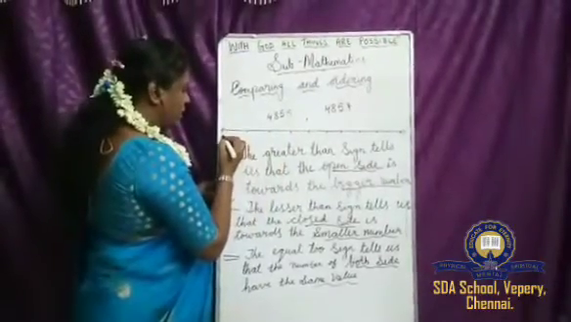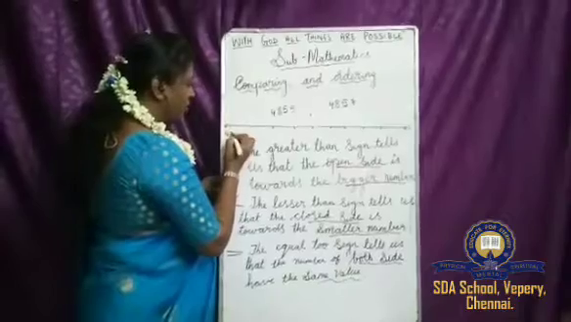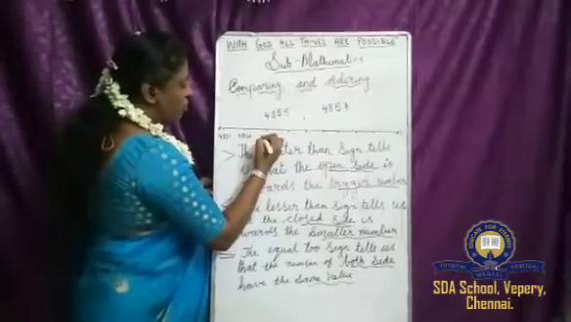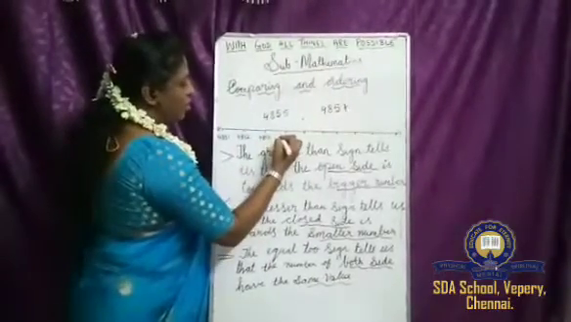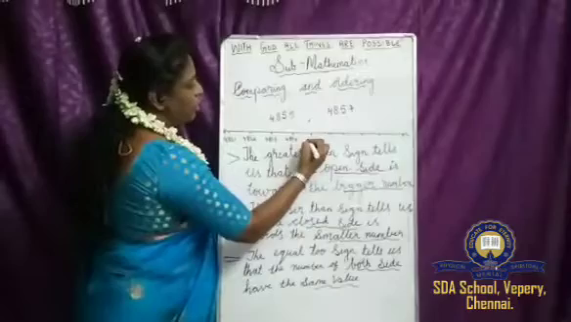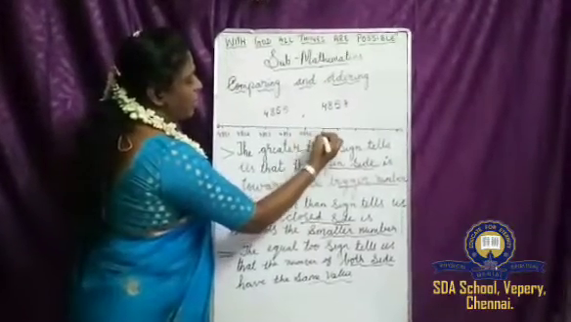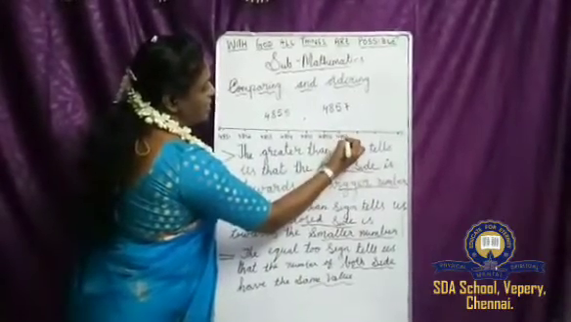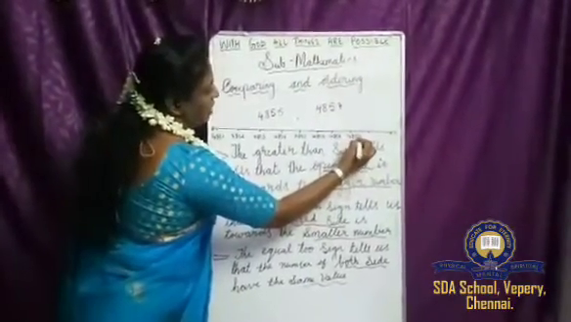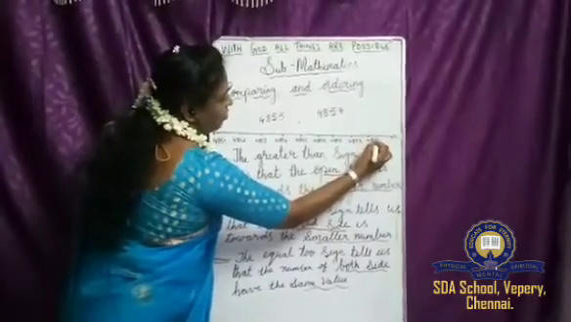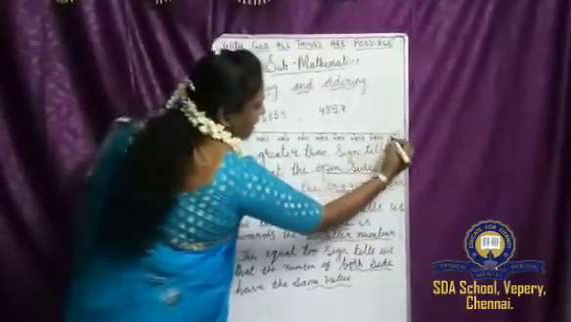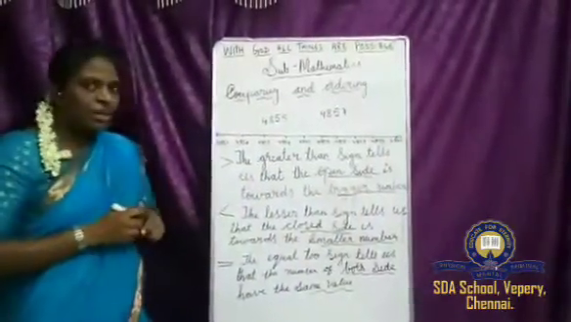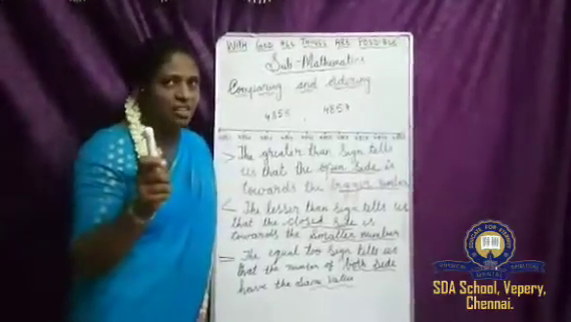On a number line, write the numbers starting from 4,851. Right here, 4,851, 4,852, 4,853, 4,854, 4,855, 4,856, 4,857, 4,858, 4,859 and yes, 4,860.